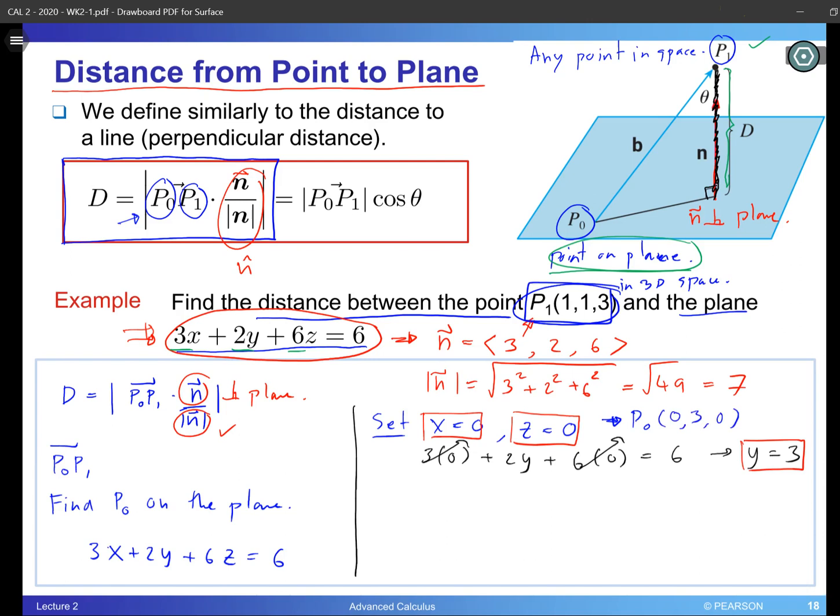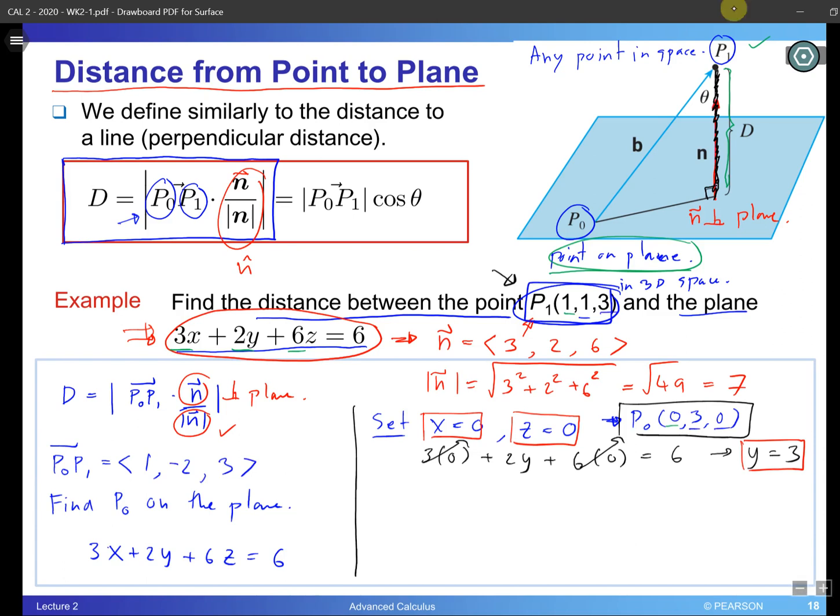Alright, so with this P0 ready, and with this P1 right here, I can find this vector P0P1. It's going to be terminal minus initial. Terminal is 1, minus initial is 0, so I get 1. Terminal 1 minus 3, I get minus 2. And last component 3 minus 0, I get 3. And there you go. I have this vector P0P1 to be (1, -2, 3).